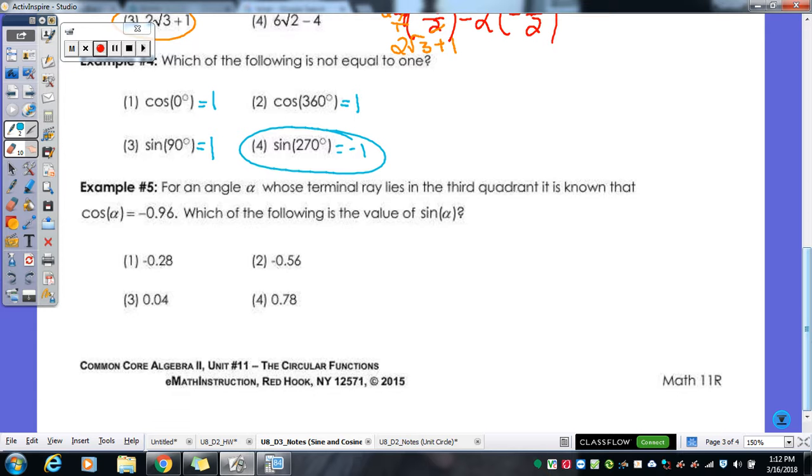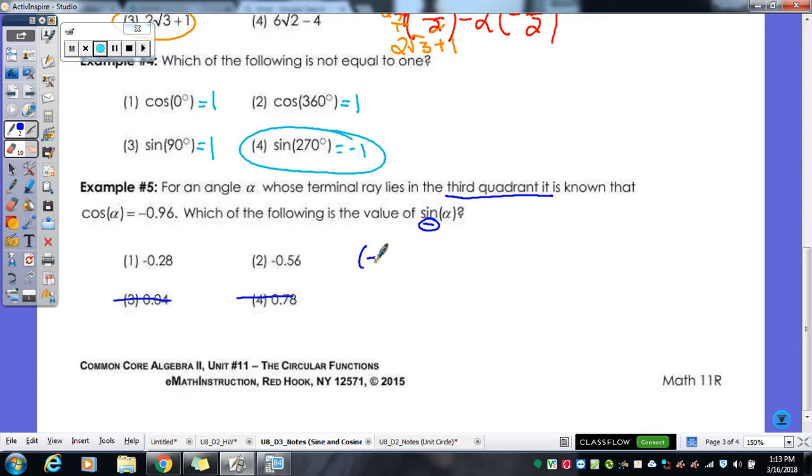5. For an angle alpha whose terminal ray lies in the third quadrant, it is known that cosine alpha equals -0.96. Which of the following is the value of sine? So it tells us we are in the third quadrant. So in the third quadrant, is sine positive or negative? Negative. So that means we're either choice 1 or choice 2. Those are the only negative ones.